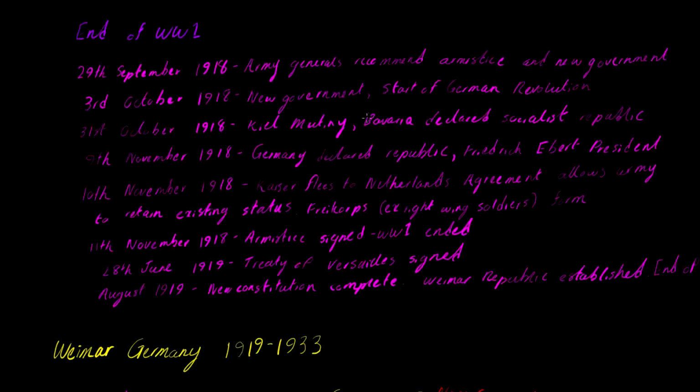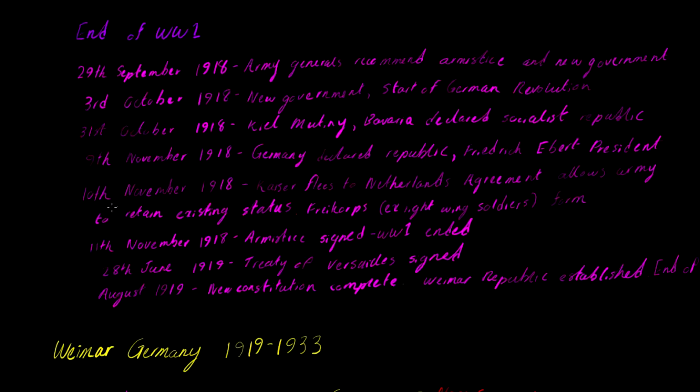And we have Bavaria. Bavaria is a state in Germany. The capital of Bavaria is Munich. We have Bavaria being declared a socialist republic. On the 9th of November 1918, Germany was actually declared a republic, and Friedrich Ebert is the new president. Of course, Friedrich Ebert is an important figure. He is the first president of the Weimar Republic.